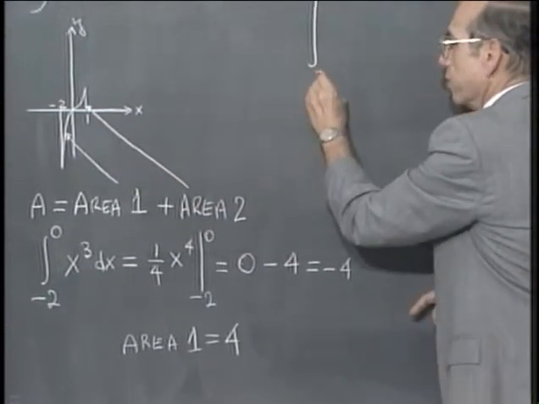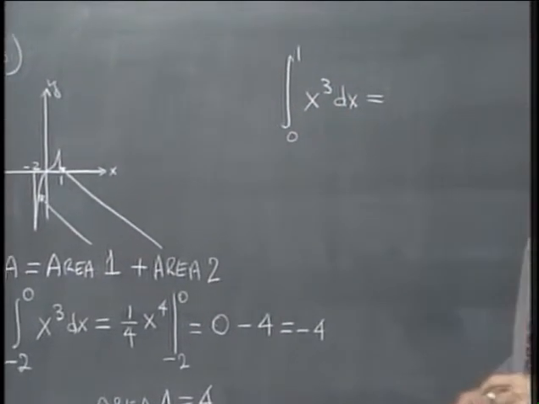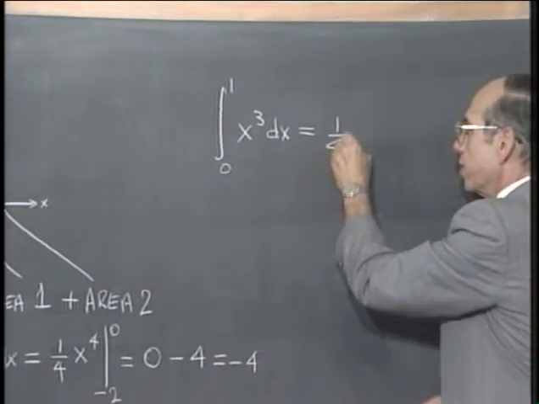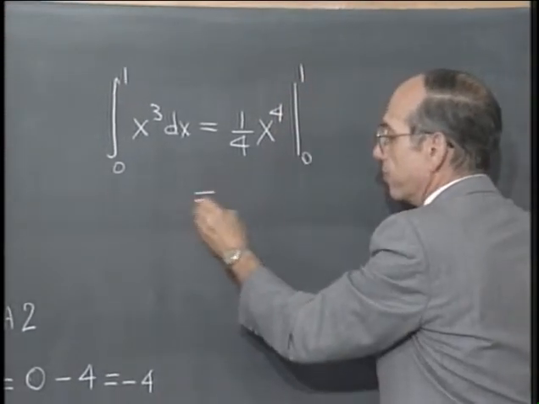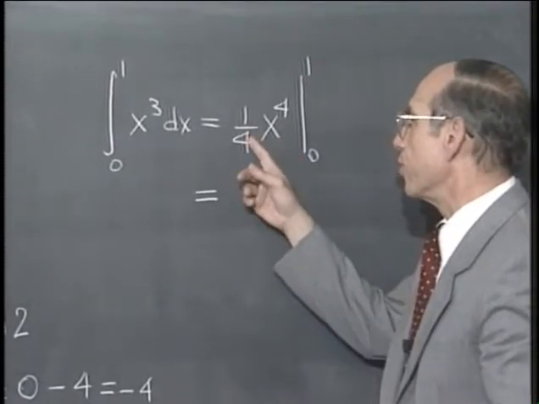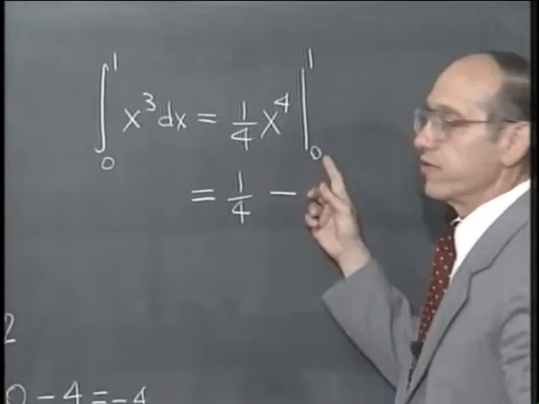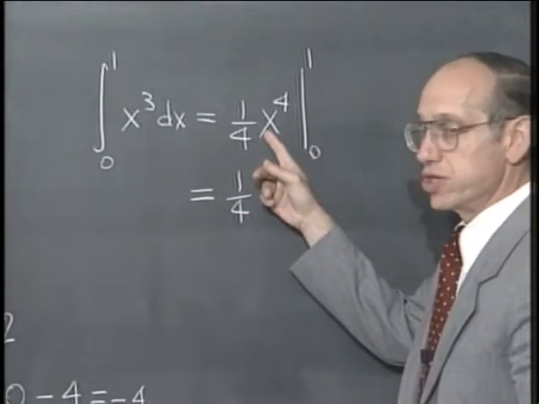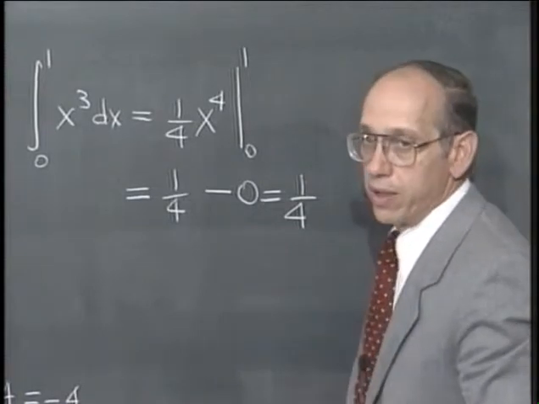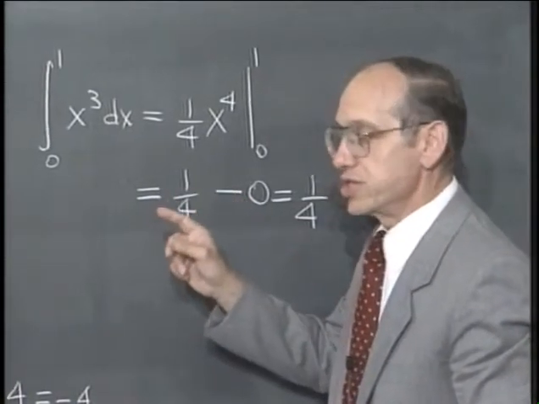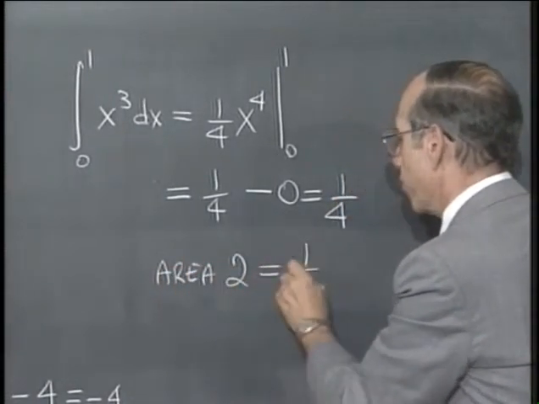So we take the integral from 0 to 1 of x cubed dx. Again, the antiderivative is 1/4 x to the 4th, and the evaluation now goes from 0 to 1. At 1, substituting, we get 1/4 of 1 to the 4th, which is 1/4, minus now the evaluation at the lower limit, which is 0. Substituting 0 in here, we get 0. So the value of this integral is 1/4, which is the same as the area. So area 2 is also equal to 1/4.